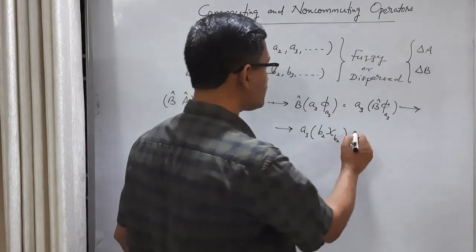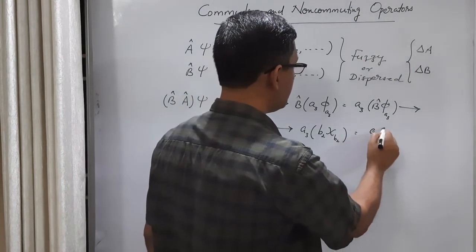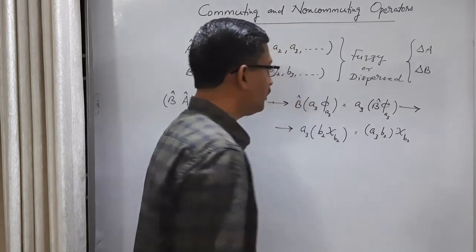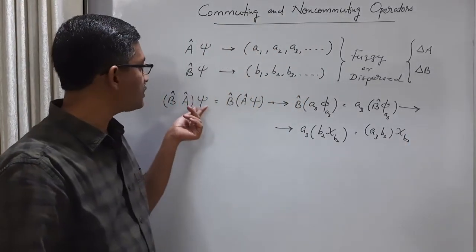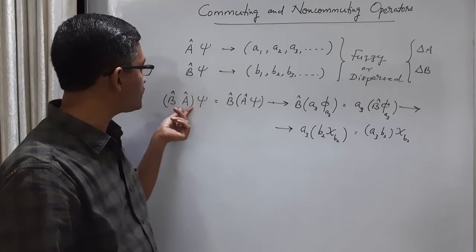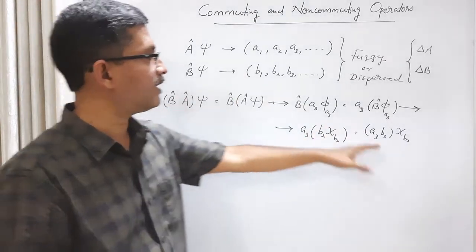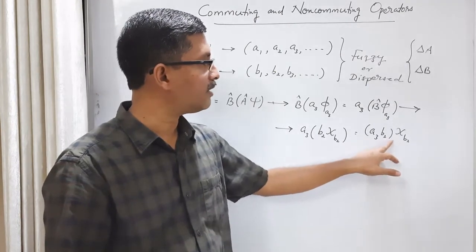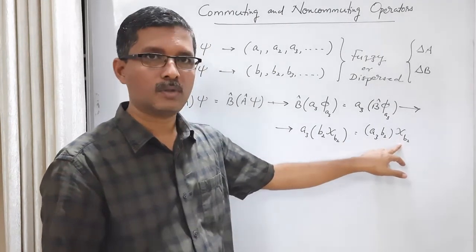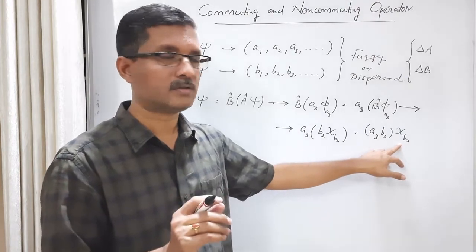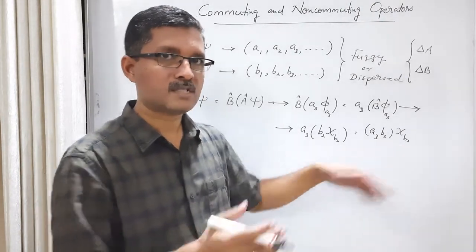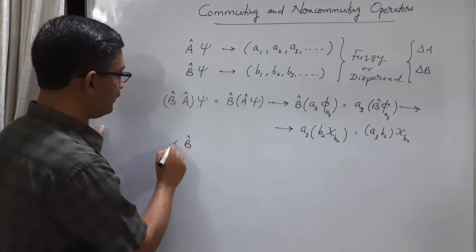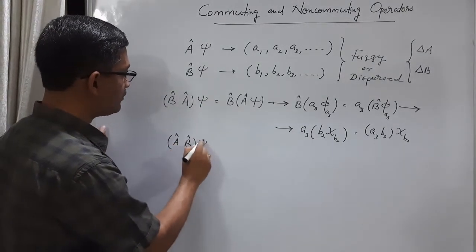So what is the final result now? A3 B2 times chi B2. So we started here on this general state psi, we measure first A and then B, and this is the final result. We get the A3 eigenvalue, we get the B2 eigenvalue, and the final state is chi B2, an eigenstate of B corresponding to the eigenvalue B2. Let us reverse the order. Okay. So first we measure B and then we measure A on the same state psi.